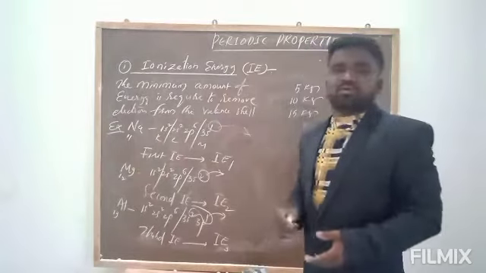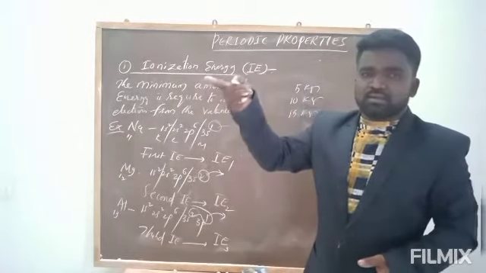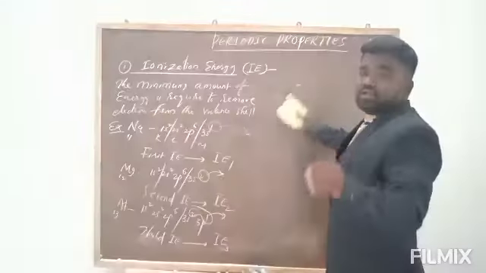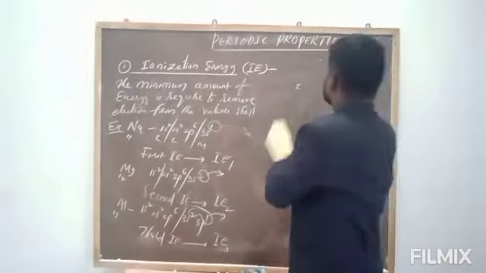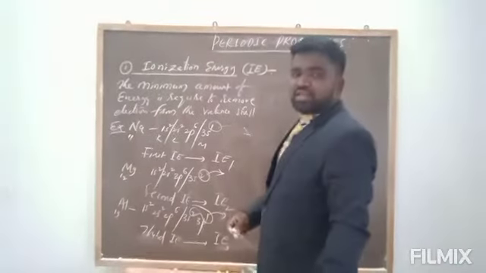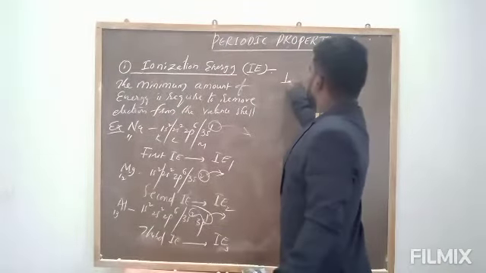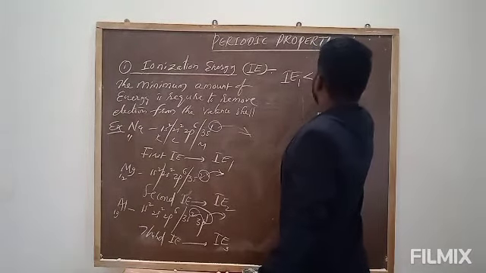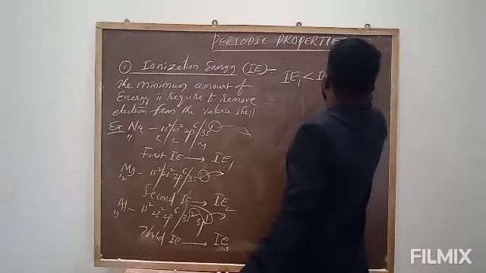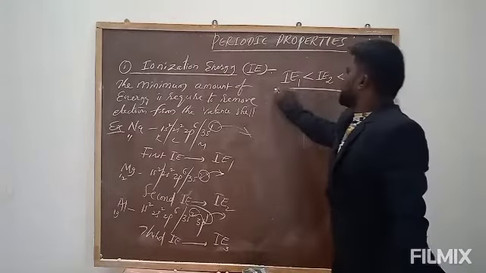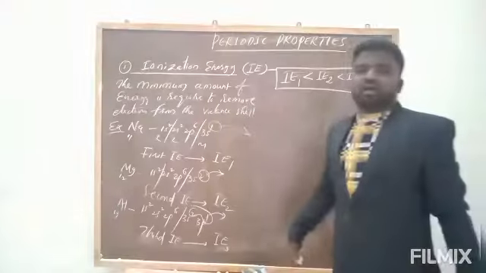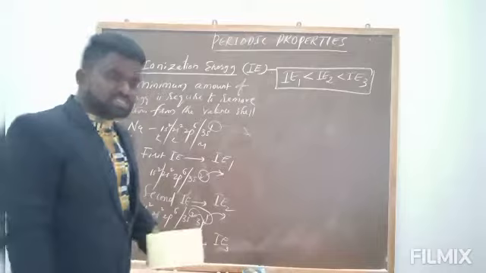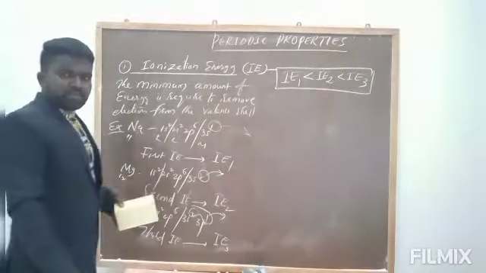So what did you observe? IE1, IE2, IE3. In which case do we use more energy? In IE3 we use more energy. So the relation between IE1, IE2, IE3 is IE1 is less than IE2, which is less than IE3. This is the relation between IE1 to IE3. Now, how it varies in groups and periods we will discuss. I hope you understand, everybody.